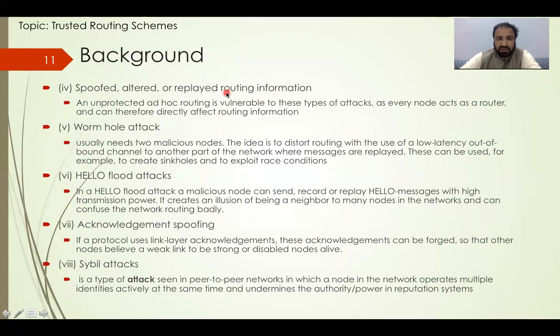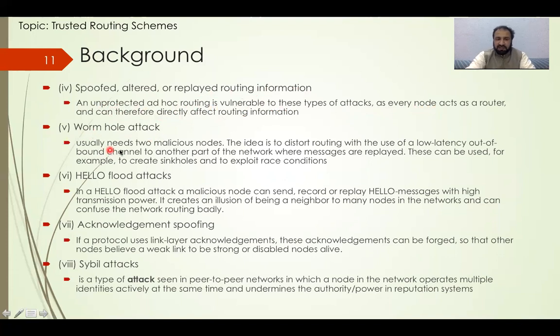Spoofed, altered or replayed routing information. An unprotected ad hoc routing is vulnerable to this type of attack, as every node acts as a router and can therefore directly affect routing information. I have mentioned why we have selected this network, the wireless sensor network: we don't have any central control, so how will you control routing in such types of networks? So in spoofing, it directly affects the routing information.